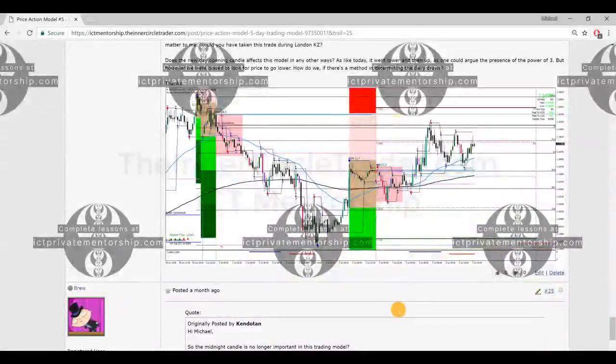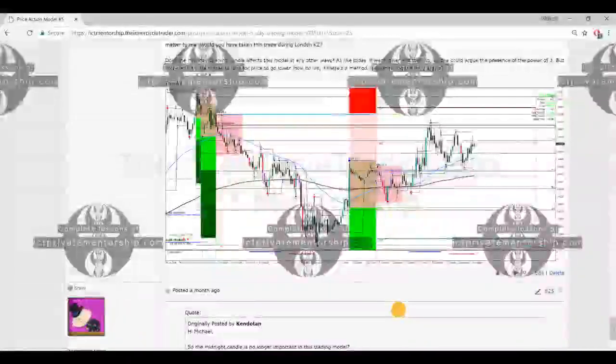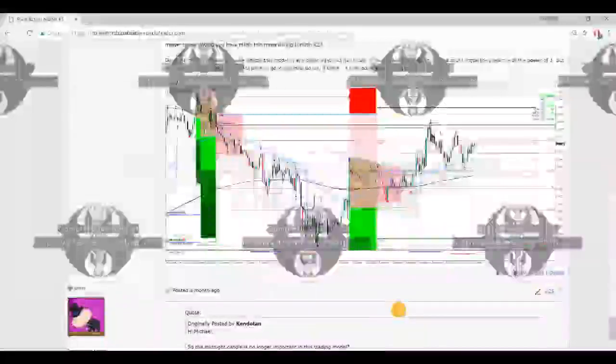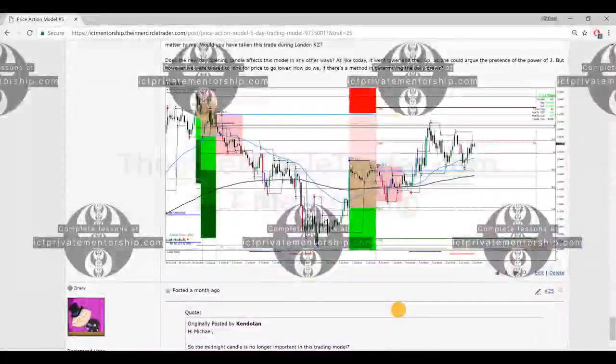I'll answer this question here. Does the new day opening candle affect this model in any other way? As today, it went lower than up, as one could argue the presence of the power 3. However, we were biased to look for price to go lower. How do we, if there's a method, determine the daily draws? Well, that goes back to the PD array matrix, which I'm going to bring up, which was omitted from the weekly commentary because you're supposed to be doing this to yourself.